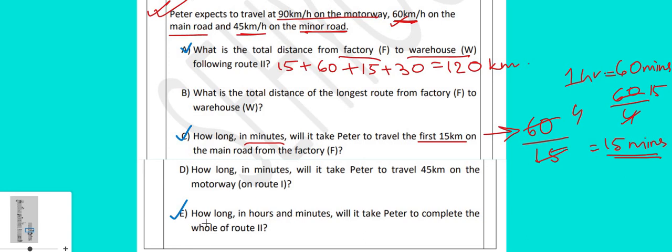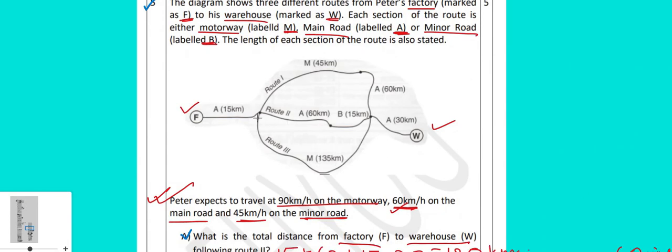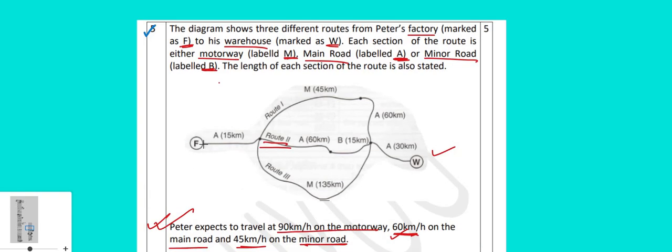Now the last question for this sum is, how long in hours and minutes will it take Peter to complete the whole route? So let us look at the map that has been given. From the factory to the warehouse, the whole route. In order to find the first part, we already know the first 15 kilometers is 15 minutes, as we solved in the previous sum. For the 60 kilometers, again we will be applying the same method.